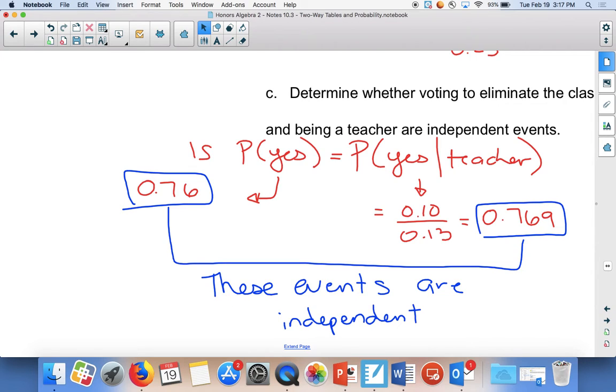So finish the assignment for 10.2 if you didn't already. Get this one done for 10.3. And then remember, we've got the review and the quiz the rest of this week.